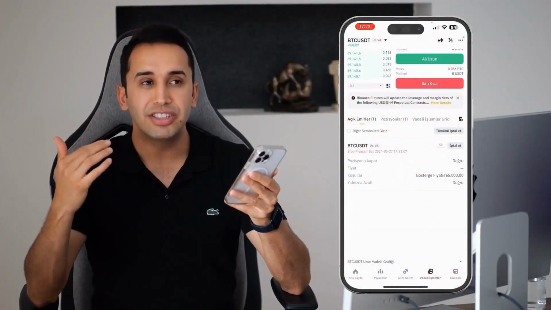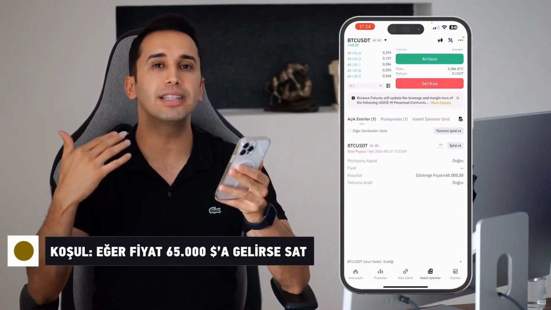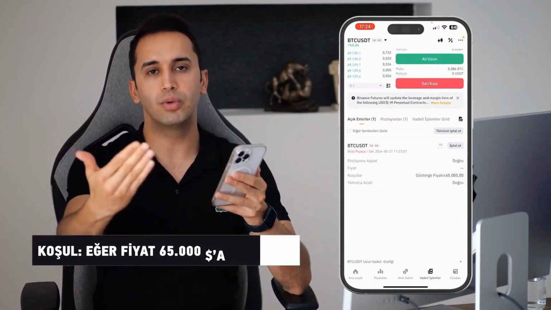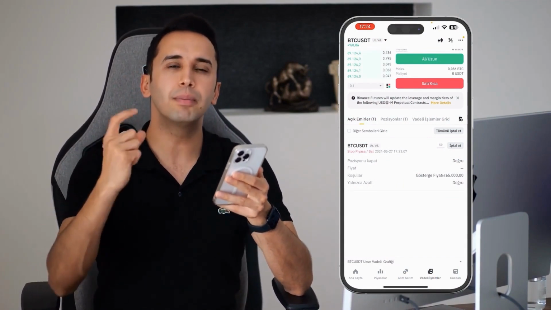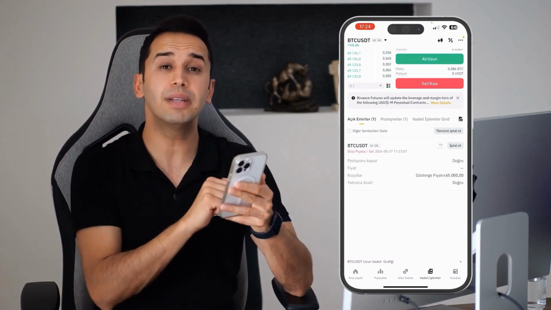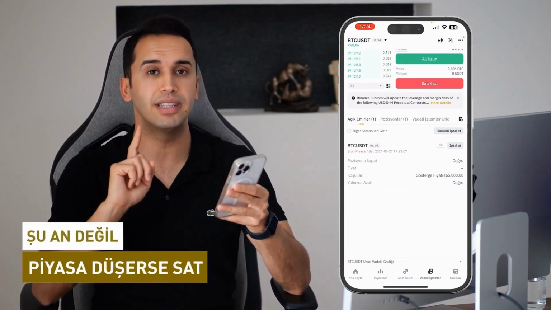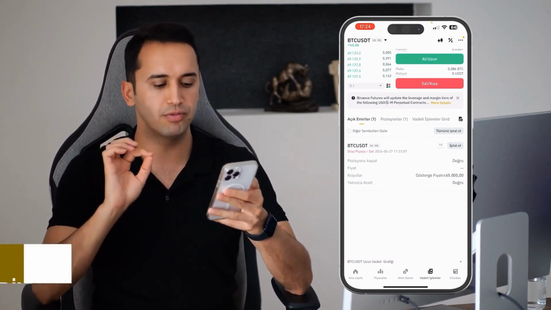If the price reaches $65,000, sell at $64,900 or sell at $65,000. So if the price at which Bitcoin is currently being bought or sold reaches $65,000, sell, not right now. Sell if the market drops. This is the logic of using a stop limit.